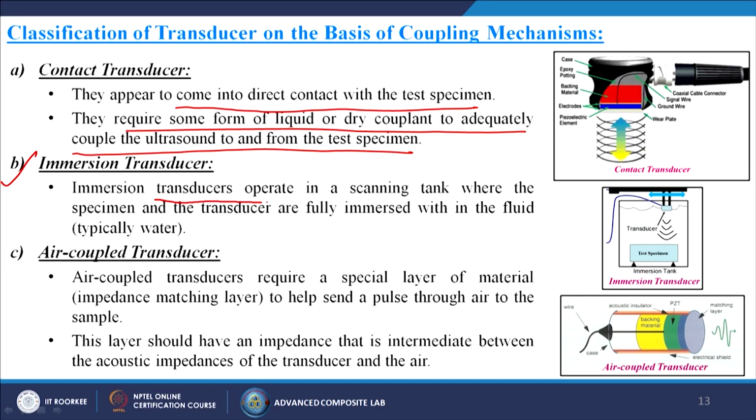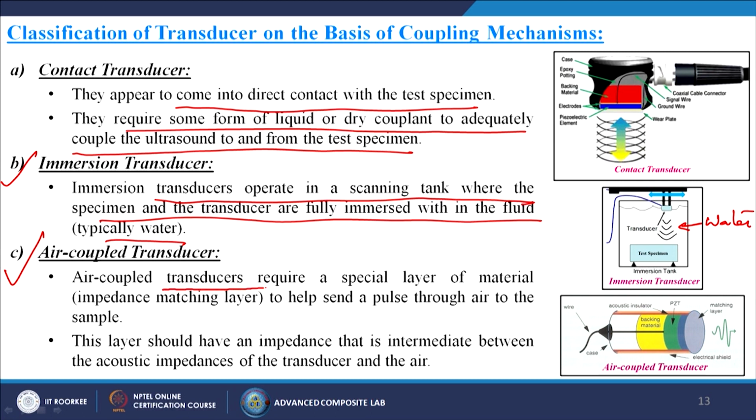Immersion transducers operate in a scanning tank where the specimen and the transducers are fully immersed in fluid, typically water. So, in this particular case it is filled with water itself. Now what is happening? The ultrasonic wave is coming, passing through the water, and then going inside your test specimen. Next one is called the air coupled transducers.